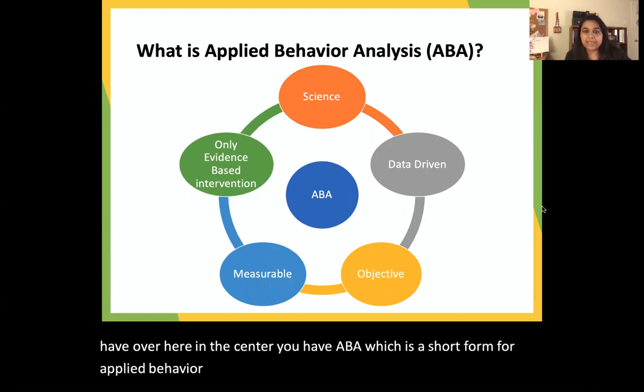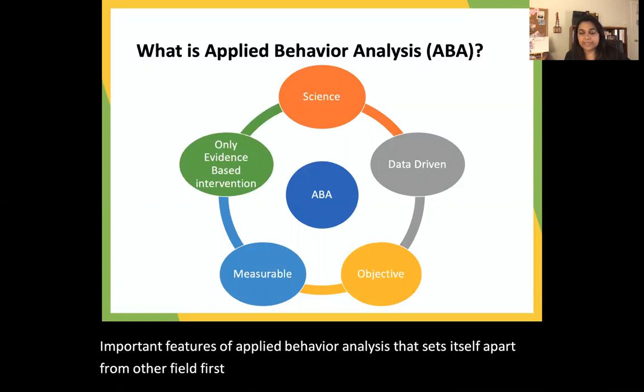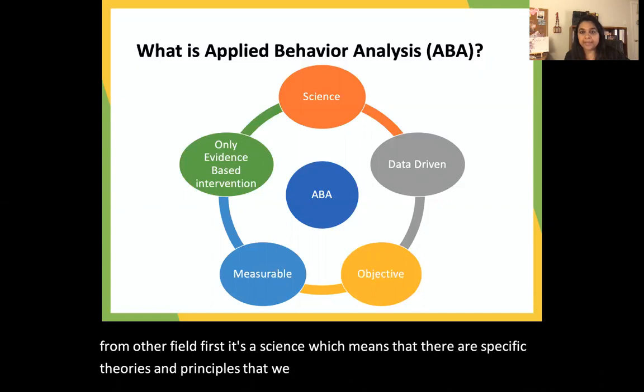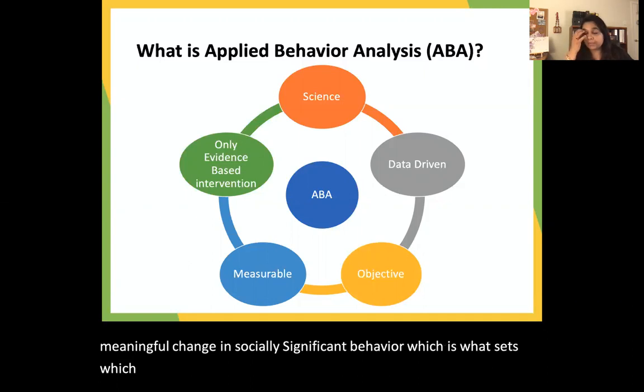There are some very key distinct characteristics or important features of applied behavior analysis that set it apart from other fields. First, it's a science, which means that there are specific theories and principles that we follow and use to bring about meaningful change in socially significant behavior, which is a key hallmark of applied behavior analysis.